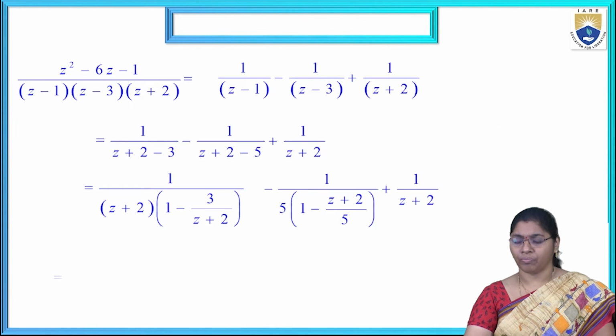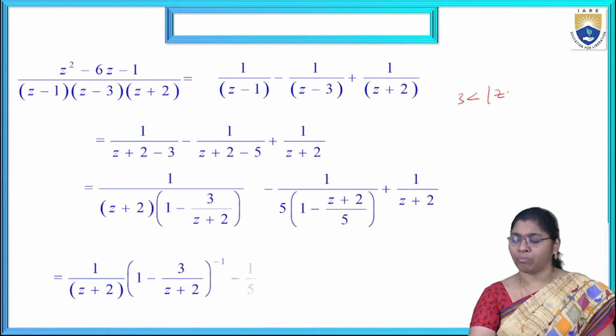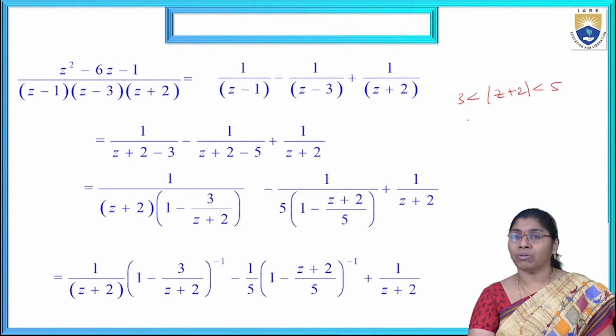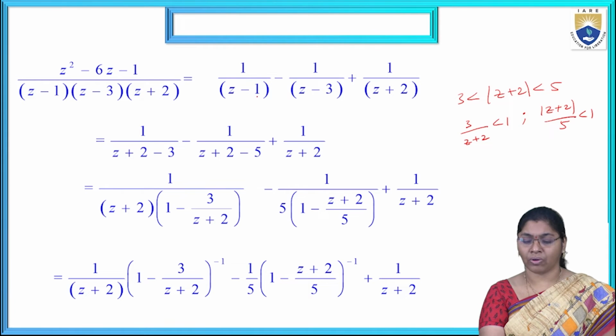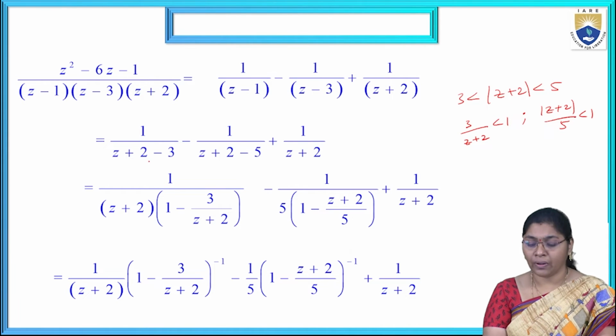Now I am using that one: 3 less than mod z plus 2 less than 5. That means 3 by z plus 2 is less than 1 and z plus 2 by 5 is less than 1. My condition like this I am converting: z minus 1, minus 1 is there, I am adding plus 2 minus 3, we get minus 1. So converting like this. Now 3 minus 3, we get plus 2 minus 5.